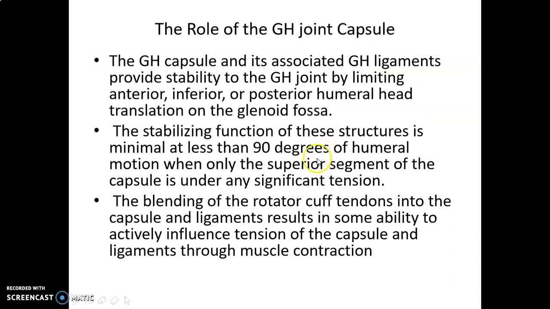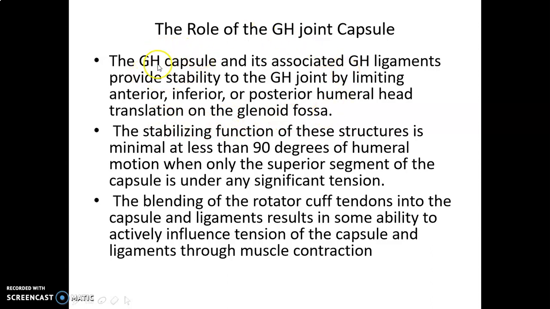The role of the glenohumeral joint capsule. Now we are discussing the role of the glenohumeral synovial joint capsule in stabilizing. The glenohumeral capsule and its associated glenohumeral ligaments, the superior, middle and inferior glenohumeral ligaments, provide stability to the glenohumeral joint by limiting anterior, inferior or posterior humeral head translation on the glenoid fossa.